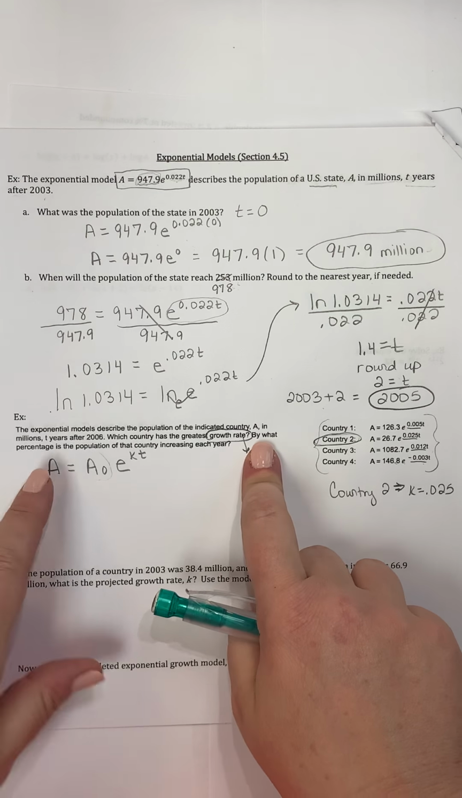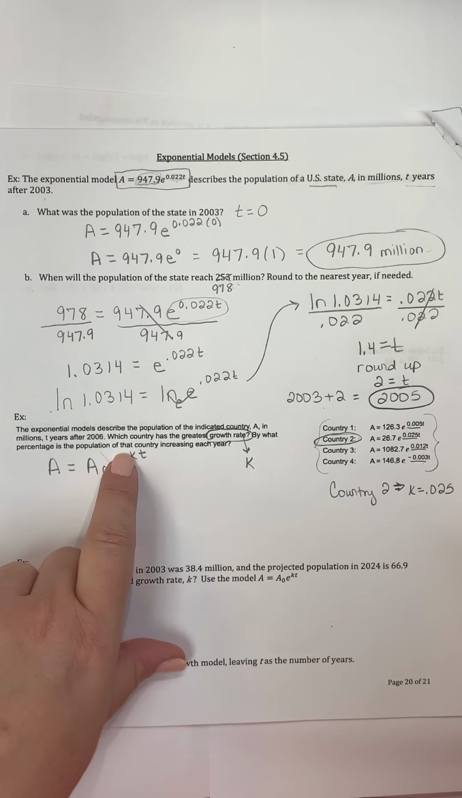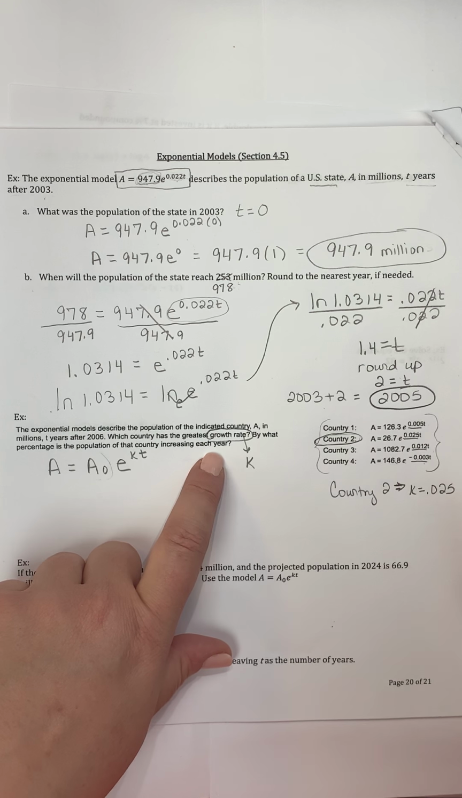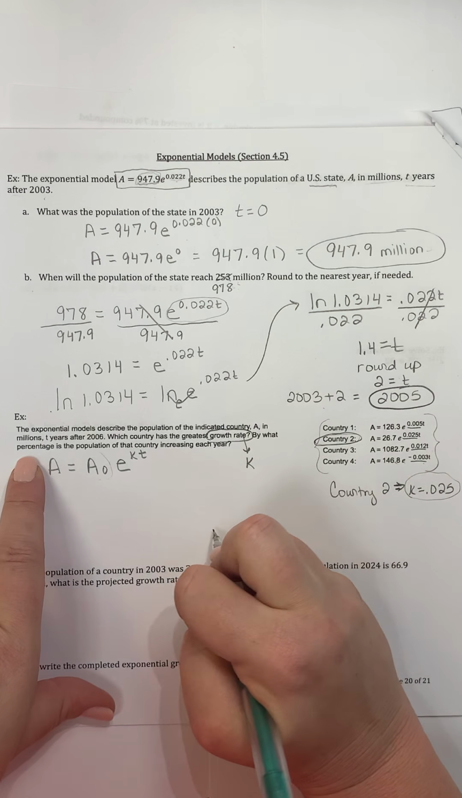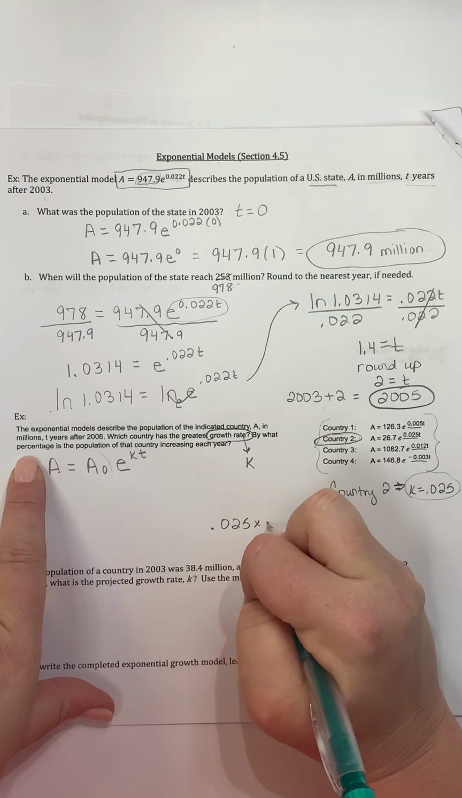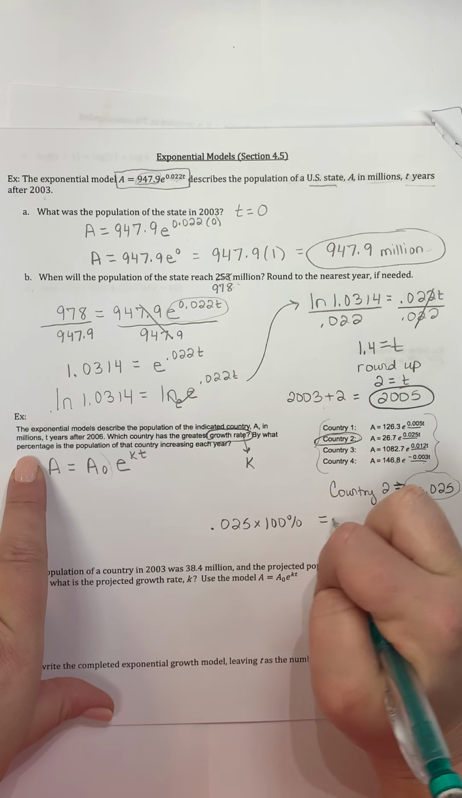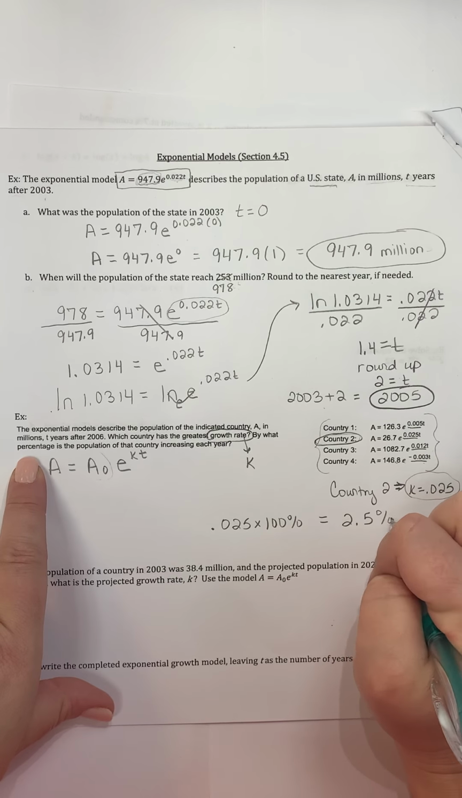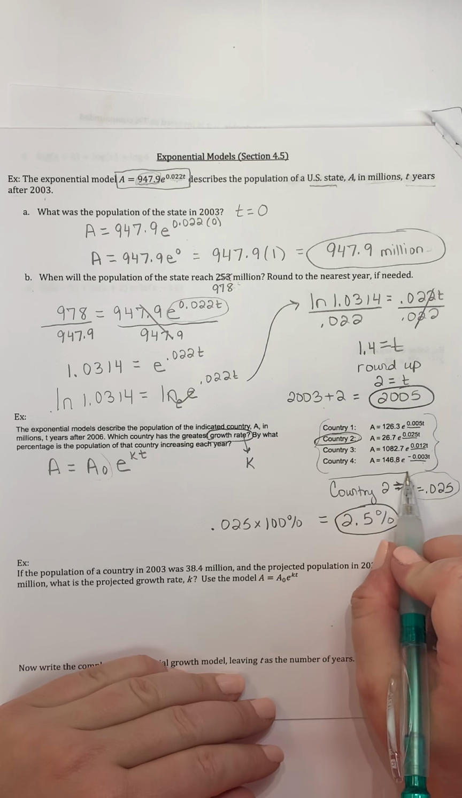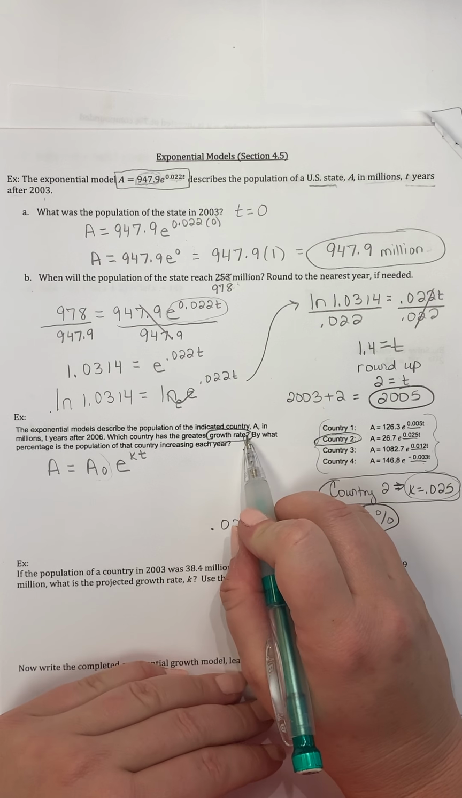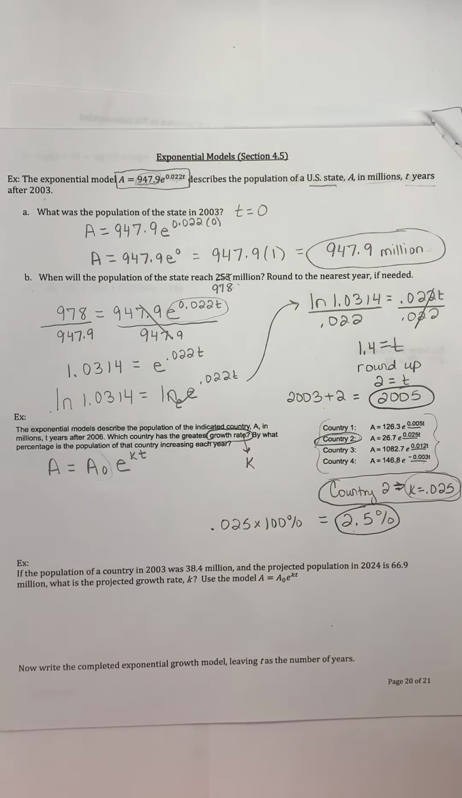All right, next, by what percentage is the population of that country increasing each year? Well, this is our growth rate. We're going to turn it into a percentage. How do you do that? You multiply it by 100%, and you get 2.5%. So that's how you do it. This is the answer to the first question. This is the answer to the second question. So these are not hard problems, but they are confusing if you're trying to figure it out on your own, especially if you have the wrong number.